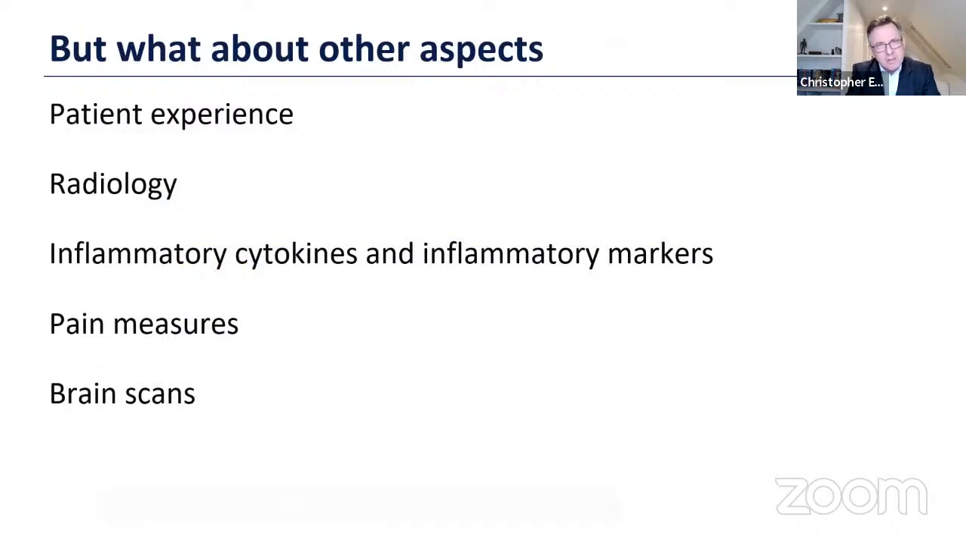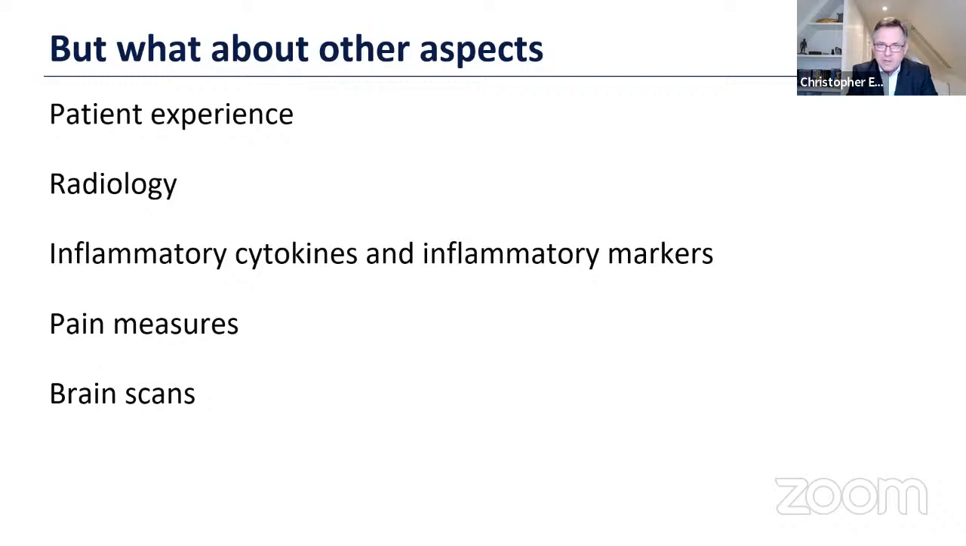Okay, so those are the measures, and I've shown the component parts, but of course there are many other things that we might want to capture. We're not sure those scores fully capture the patient experience. You might use radiological markers, using ultrasound, using the OMERACT scoring systems for synovitis and power Doppler. Those might be useful as well to measure disease activity. We could measure cytokines and inflammatory markers.